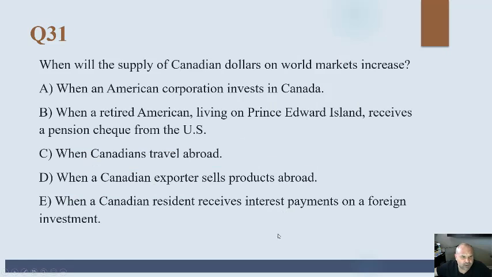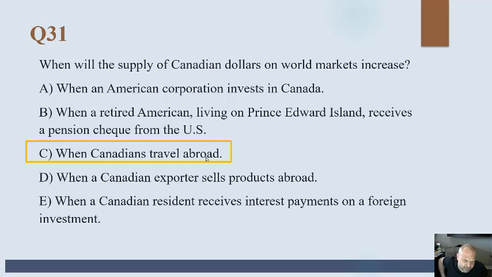Okay, so the last question. When will the supply of Canadian dollars on world markets increase? Okay, so hit pause. Okay, so the correct answer here is C, when Canadians travel abroad. In order for there to be an increase in the supply of Canadian dollars, there has to be people who have Canadian dollars, which are Canadians, selling them to get other currencies. And C is the only example here where that happens.